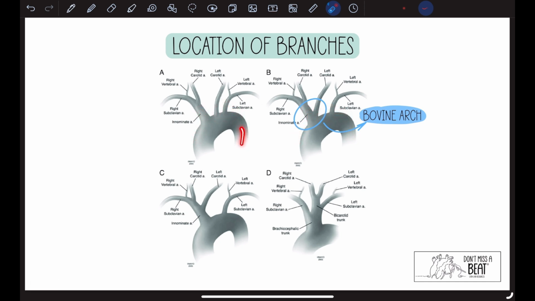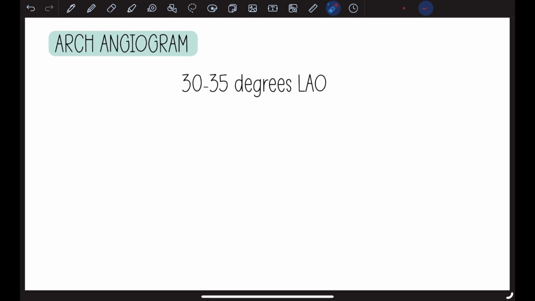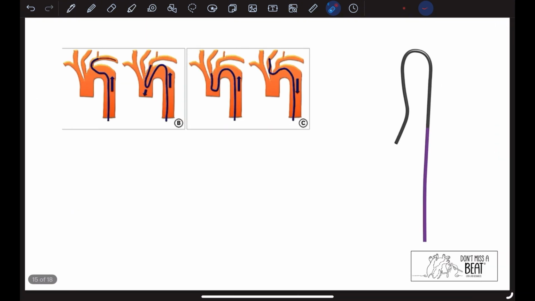Some people have different levels of tortuosity, so you might have to navigate that a little differently. Some people have really twisty-turvy subclavians that can prove to be difficult, but in general, it's going to be 30 to 35 degrees LAO. Now, this is what I talked about with the Simmons sidewinder, or sometimes Sim2.